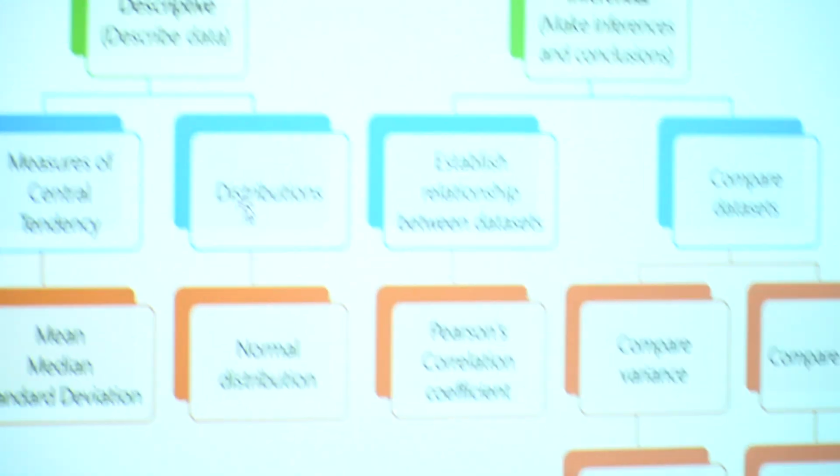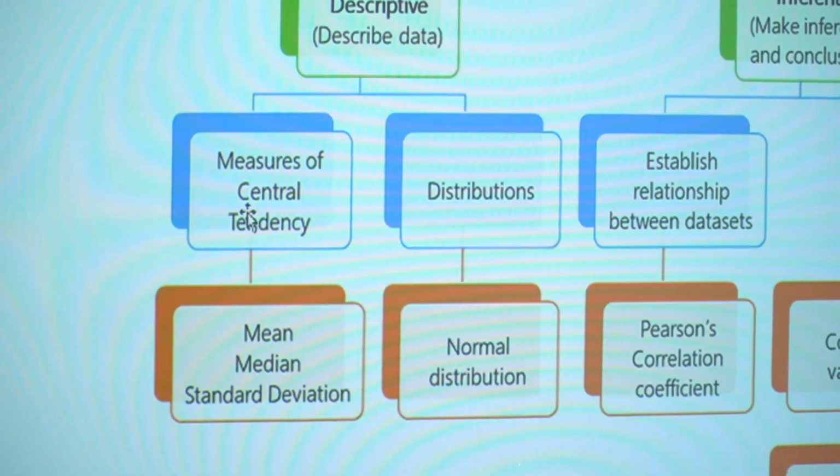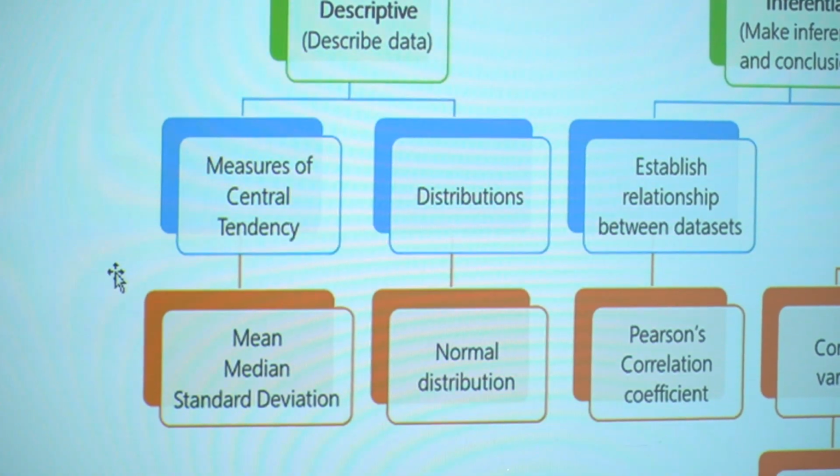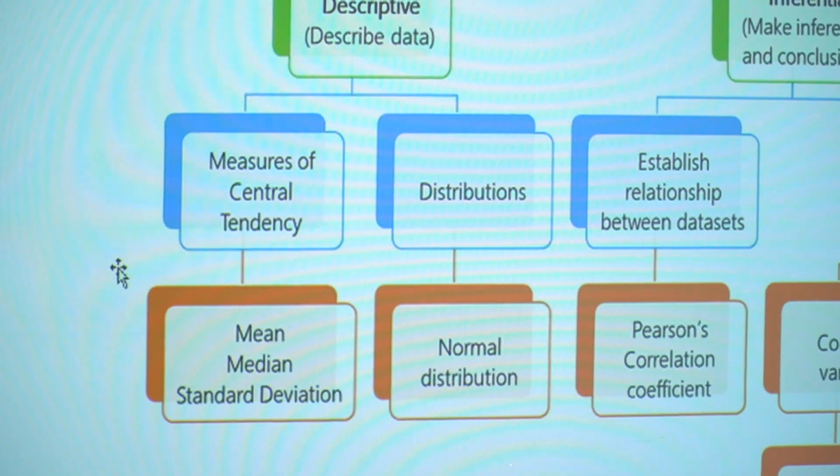Just going back to descriptive statistics, we have 2 little branches here. Under descriptive statistics, you have measures of central tendency. That's just a fancy way of saying where is the center of your data. And that's what mean, median, and standard deviation allow us to find out. What's the center? Where's the midpoint? What's the average? And what's the spread? Again, if you want to look at house prices in Sydney, you can go with mean. What's the average house price in Sydney?